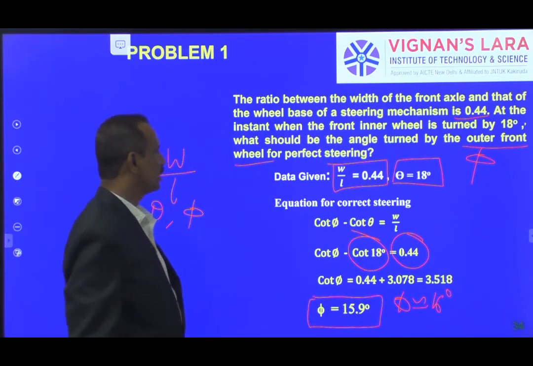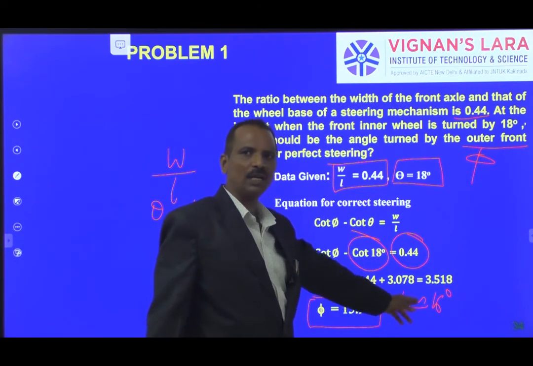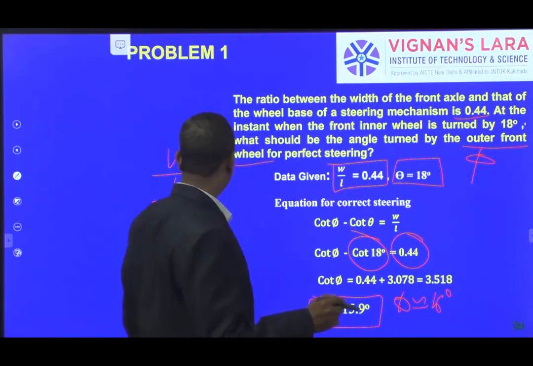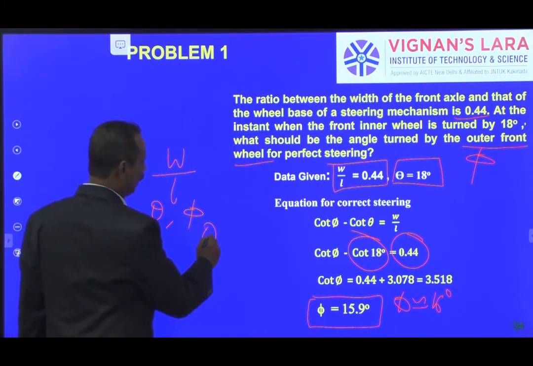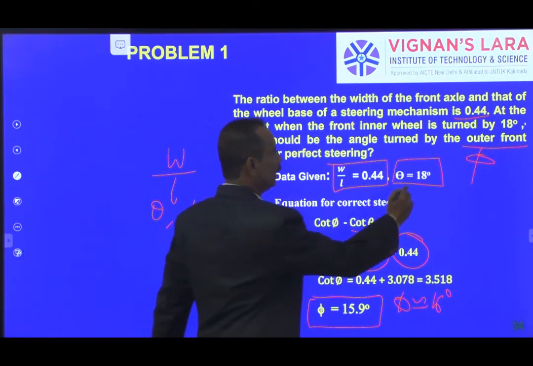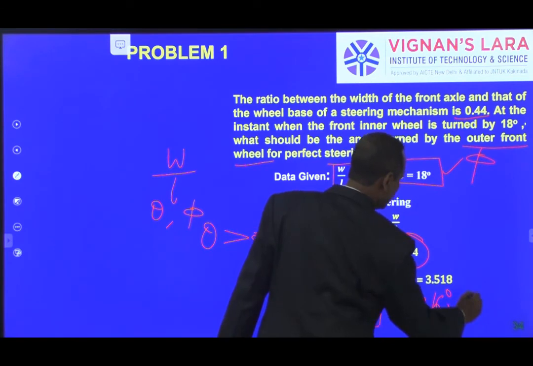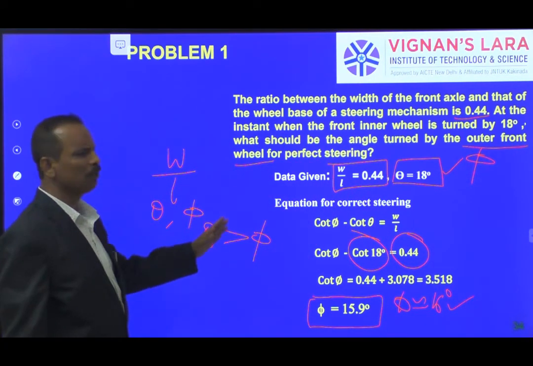That means you can see the inner and outer wheels are not making the same angle for correct steering. That is what I said at the very beginning: the inner wheel makes more angle than the outer wheel, that is, theta is greater than phi. That is what you can observe. Theta is 18 degrees and phi is 16, so theta is greater than phi. It is a simple problem.